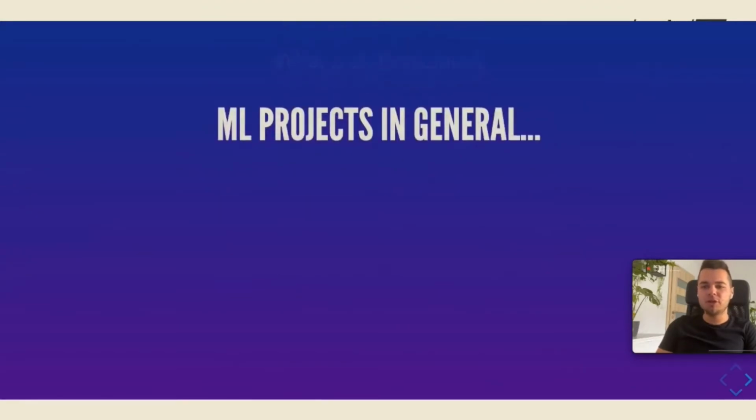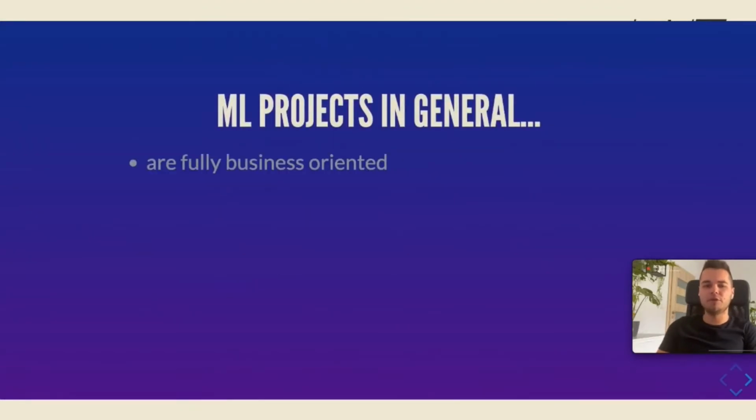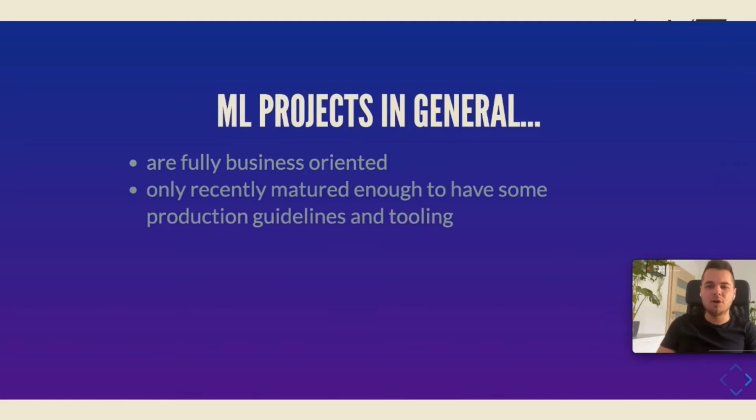Machine learning projects in general are fully business-oriented. Their task is to create a system to predict X. Business stakeholders don't actually care whether machine learning is actually involved or not, but data scientists would rather get more insights from the data instead of refactoring the code that's mostly research-oriented. We've only recently matured enough to have some production guidelines and some tooling. We've got our own DevOps methodology spin-off, machine learning ops.